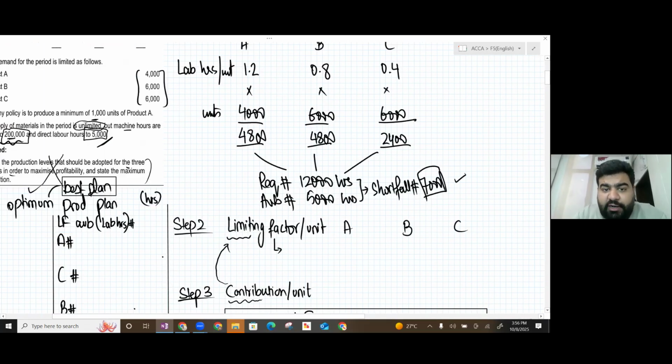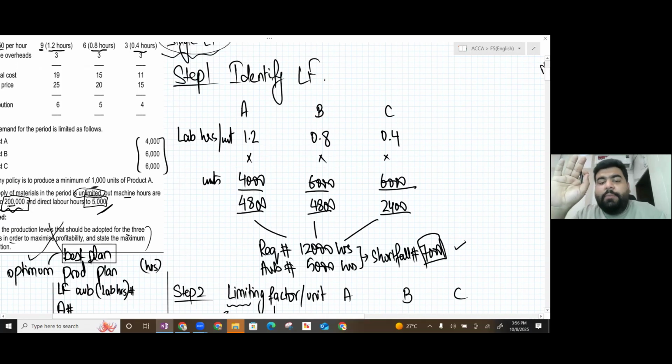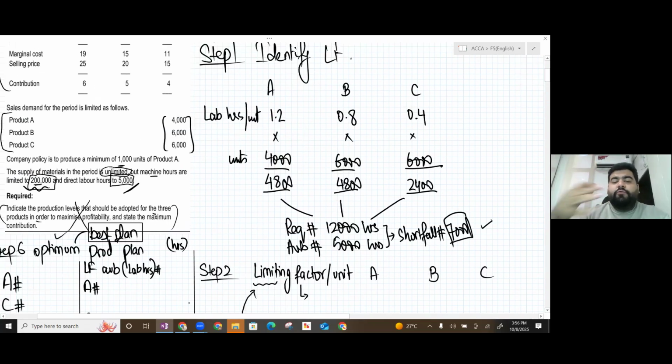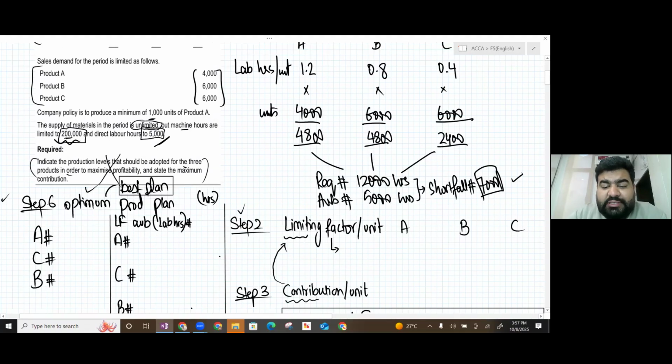So from step one, we only identify the limiting factor, and we come to know that labor hours are the limiting factor. This is the step you have to calculate properly. Sometimes in some questions, they give you the limiting factor directly and you have to start from step two. Sometimes they directly tell that labor hours are the limiting factor, and now you don't need to do step one. Okay, let's go towards step two.